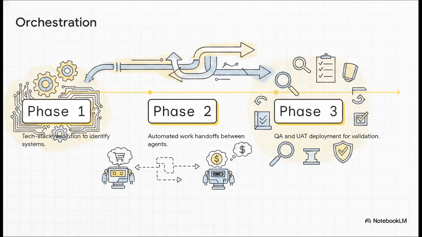We kick off with Phase 1, Tech Stack Resolution, where the agents figure out exactly which systems to ping. Then Phase 2, Automated Work Handoffs. For example, the demand forecasting agent realizes a stockout is imminent and just automatically hands off the task to the procurement agent to raise a PO. Finally, Phase 3, QA and UAT deployment, where the system ensures everything is fully validated before pushing. It's a beautifully continuous pipeline.